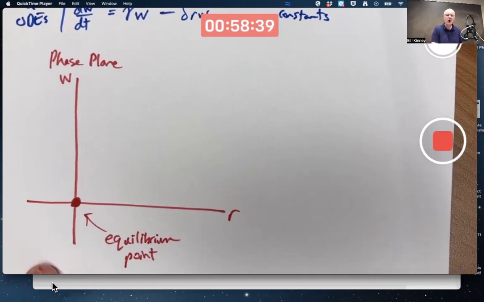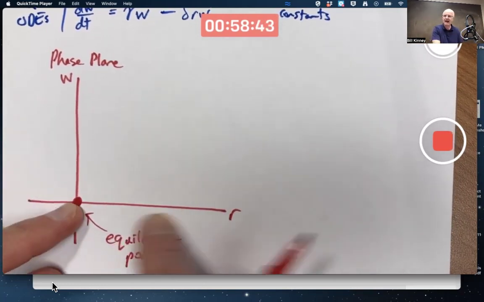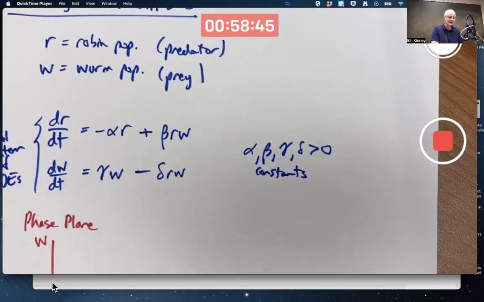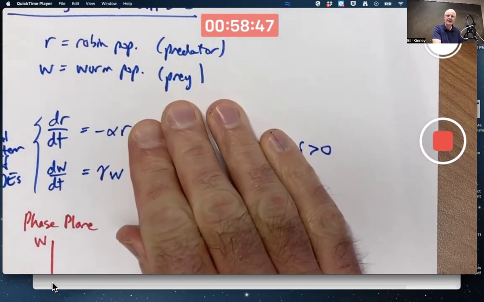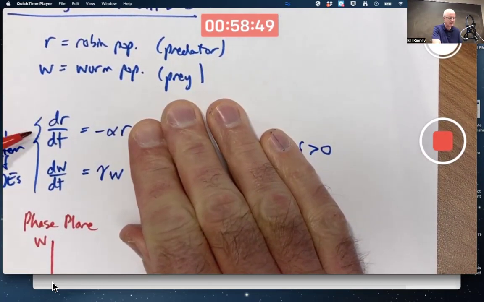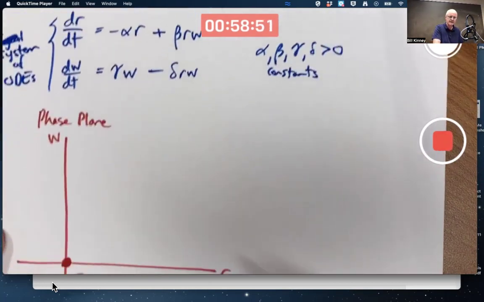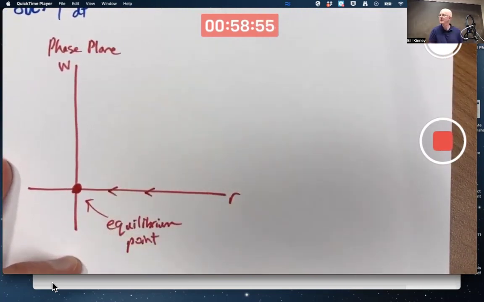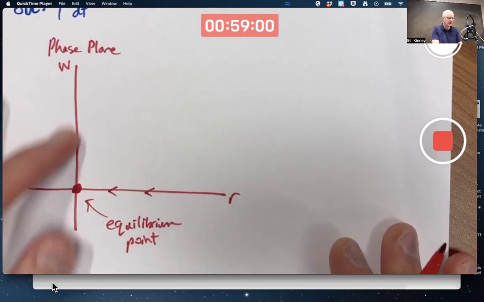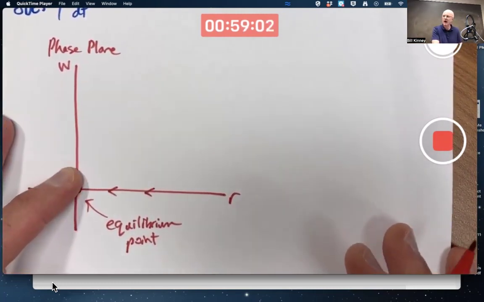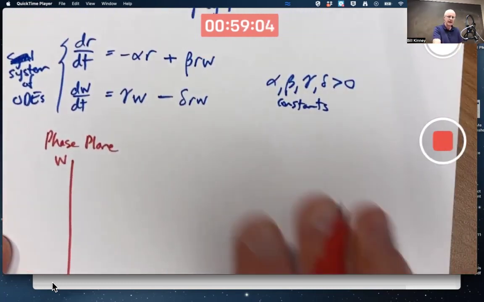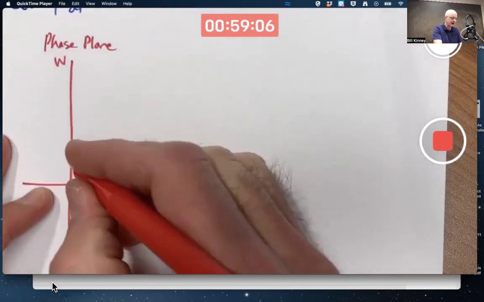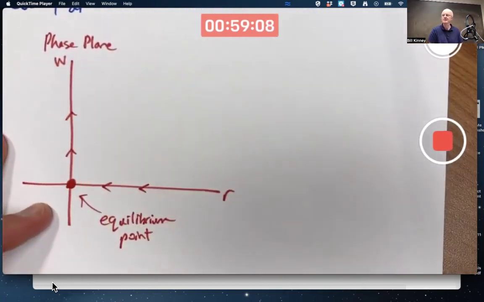If there's no worms, if W is 0, if I'm on the R axis, it's exponential decay, the R population should decrease, should move toward lower values of R. On the other hand, if you're on the W axis, where R is 0, there's no robins, the worms increase exponentially, upward pointing arrows.